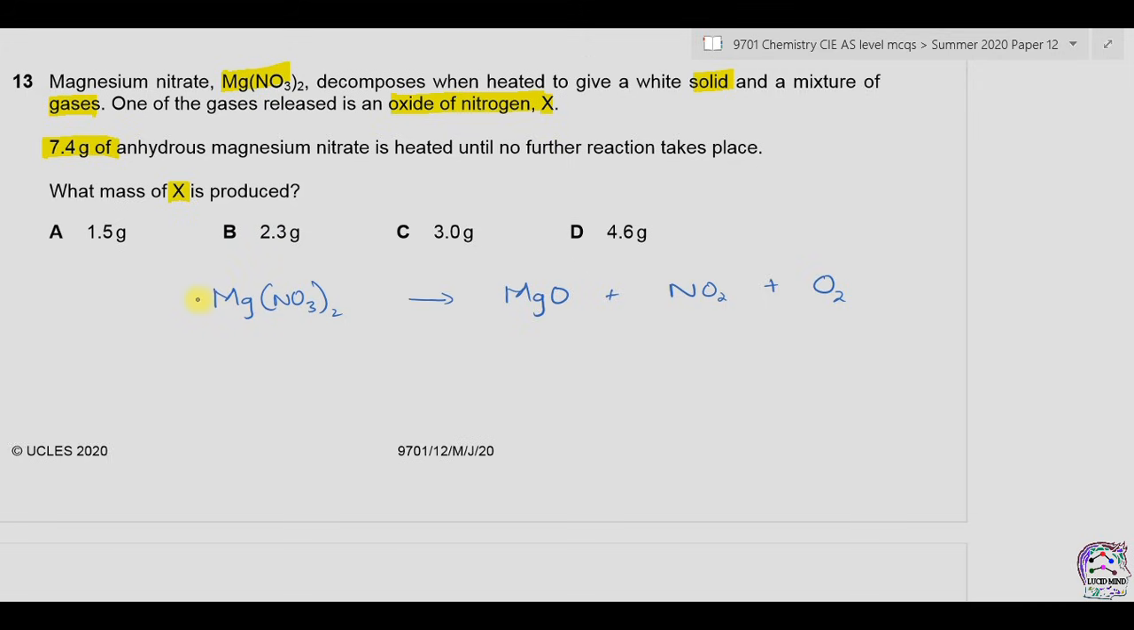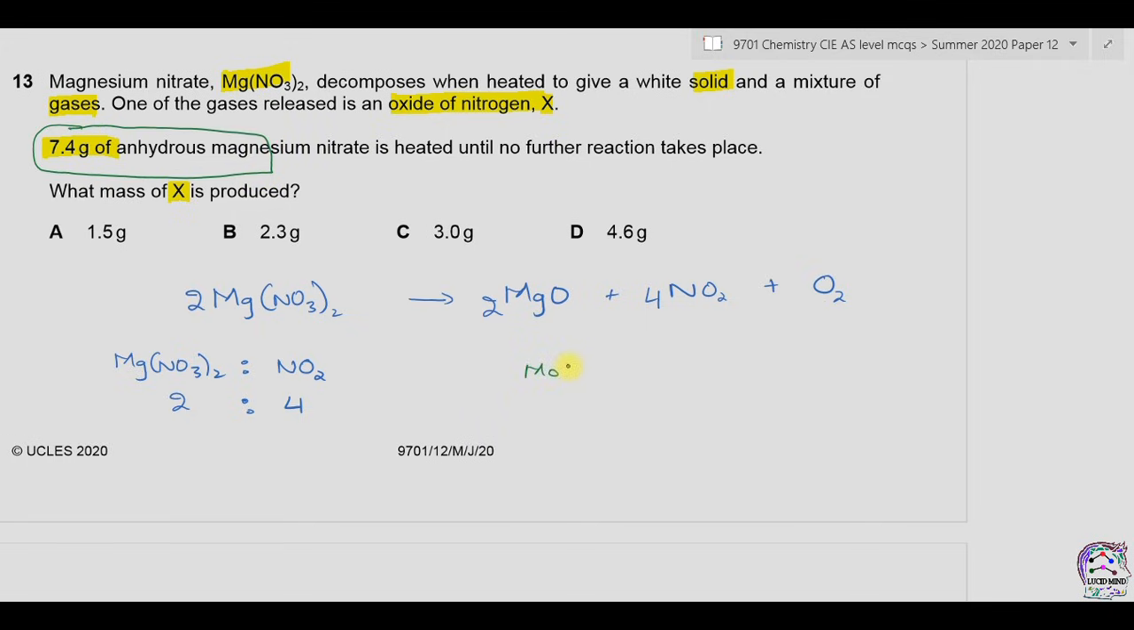To balance this equation, we can have 2 moles, 4 moles and 1 mole of oxygen. Now this equation is balanced. For ease, you can remember this ratio of moles in this balanced equation. It is 2:4:1. According to this equation, the ratio of moles between magnesium nitrate and nitrogen dioxide is 2:4.